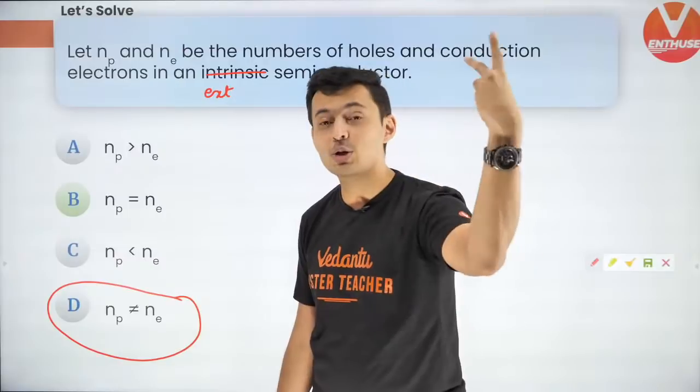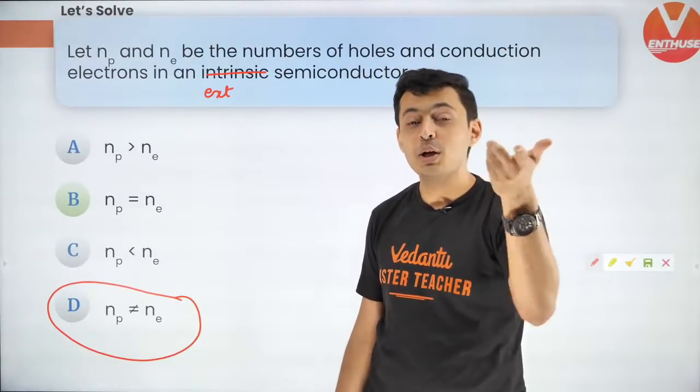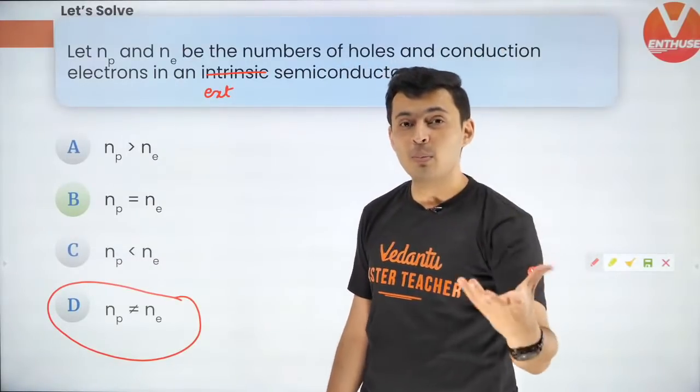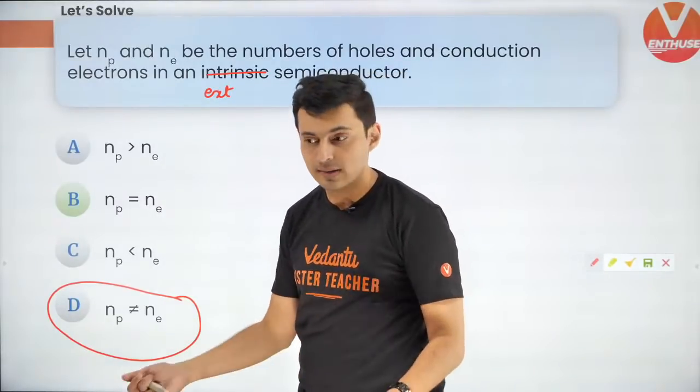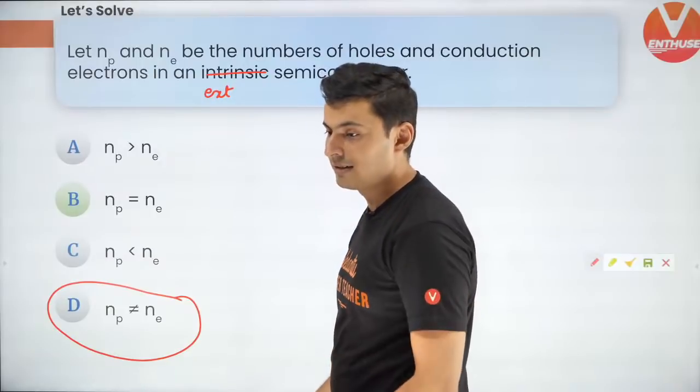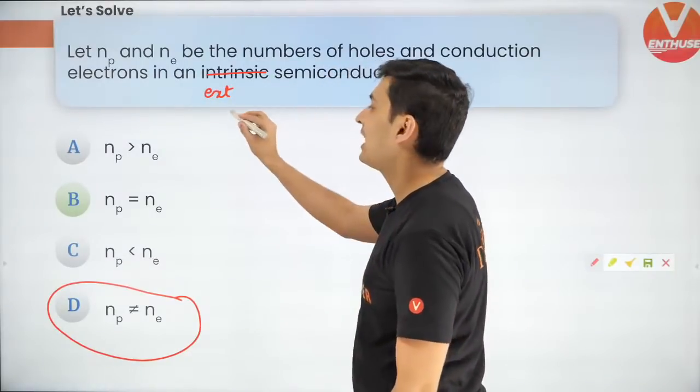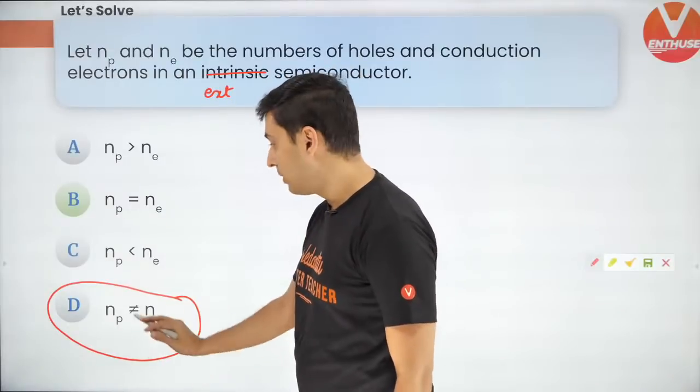Yeah, Preksha, correct. You should tell me whether it is N type or P type. So if it is N type, there will be more electrons. If it is P type, then there will be more holes. I hope that is clear. You should tell the type. So if it is not mentioned, you will mark D.